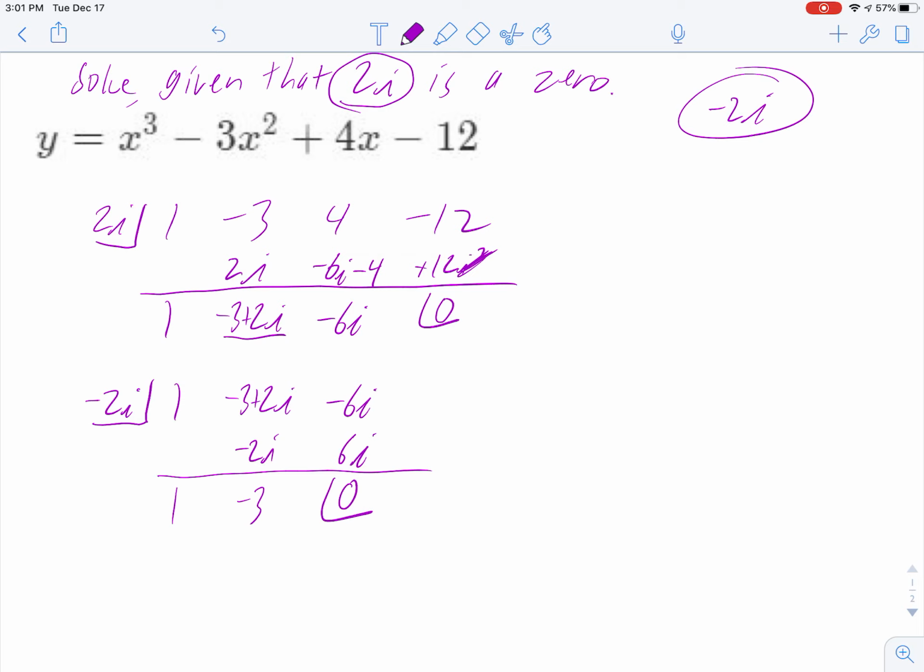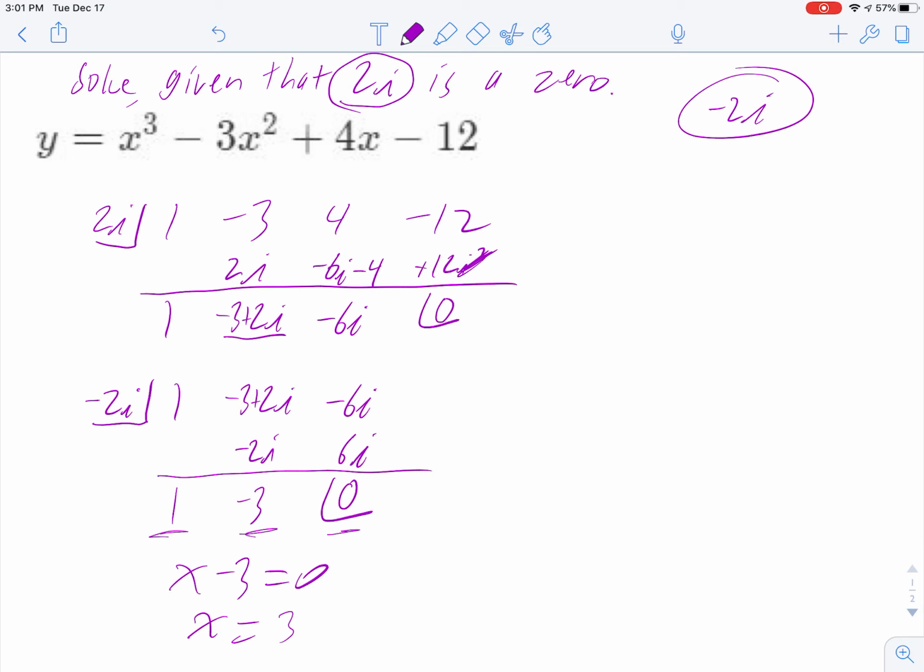And then we'll see what's left over now. 0 is the remainder, negative 3 is the constant, 1 is the coefficient on x. So we're left with x minus 3, which is a linear factor. And so the final 0 then is x equals 3.